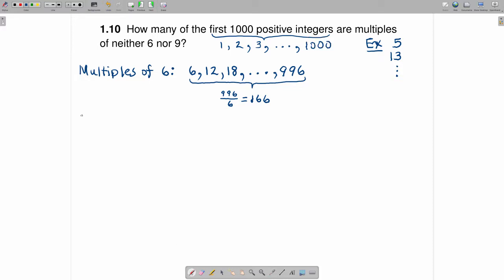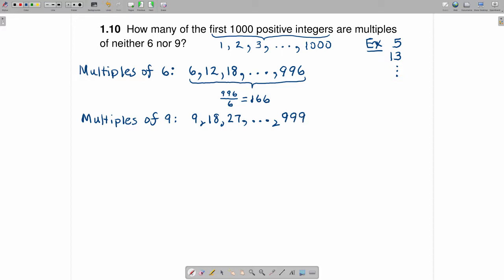Let's do that same thing on multiples of 9. List them out. There is 9, 18, 27, 36. What's the last one? You can probably imagine what this is. It's not 1,000, it's 999.